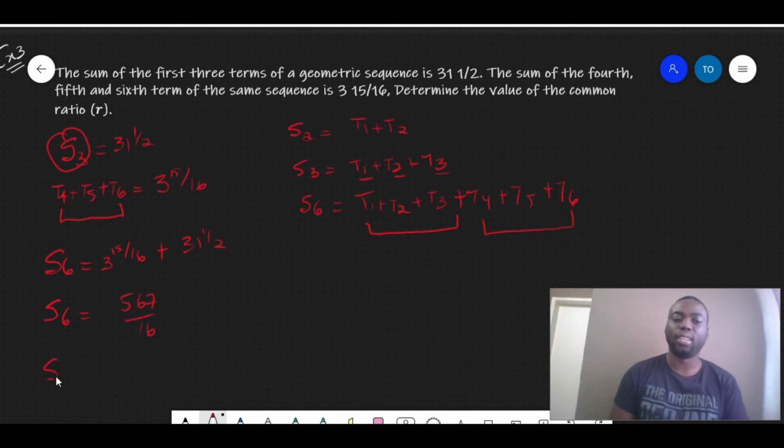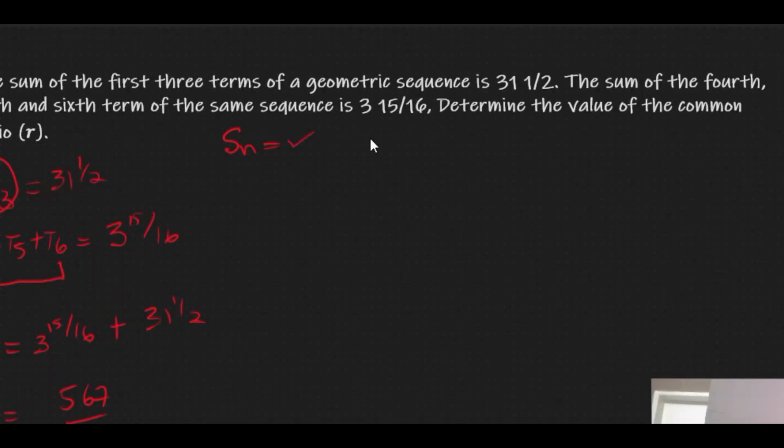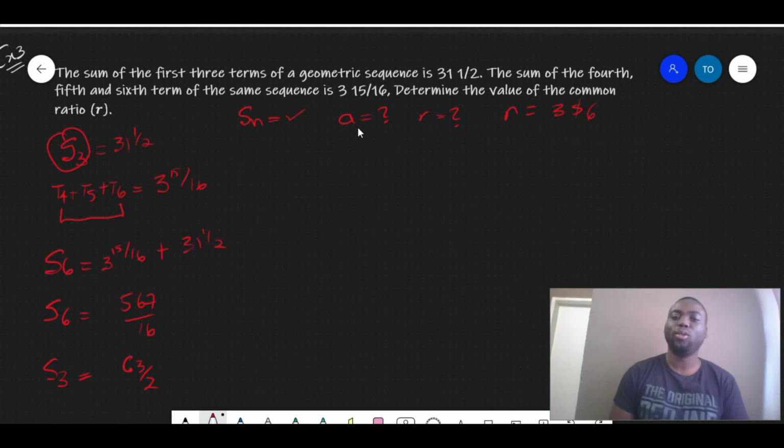Now we already said S3. I like questions in improper fraction than mixed fraction, so I'm going to change that. So that there is 63 over 2. So just like when we have 2 unknowns, we don't know the A, we don't know the R, we have somewhat of the Sn. This is kind of given. A is unknown, R is unknown, and we have N to be 3 and 6. That's what we're working with. So again, 2 unknowns means simultaneous equation.